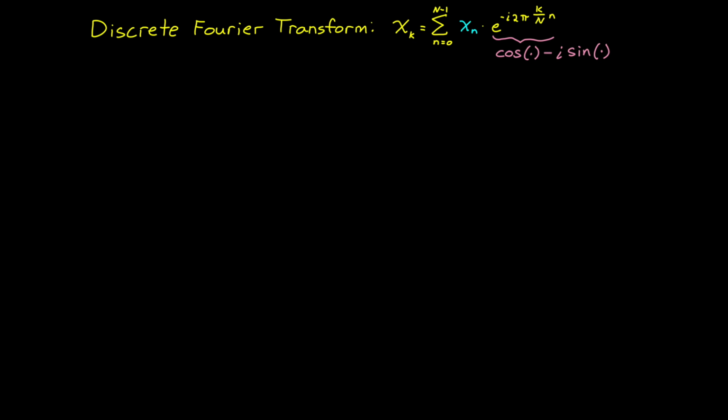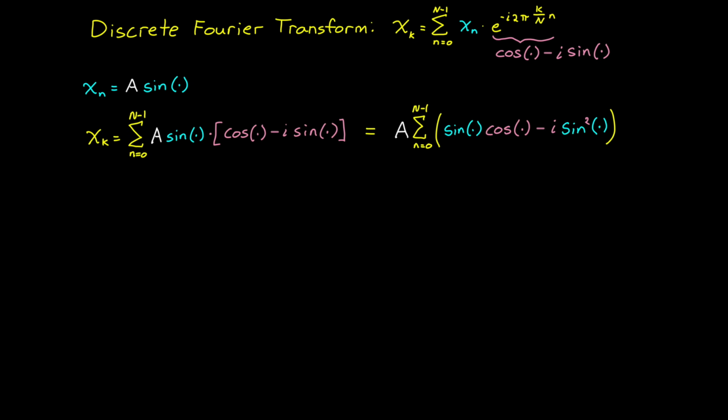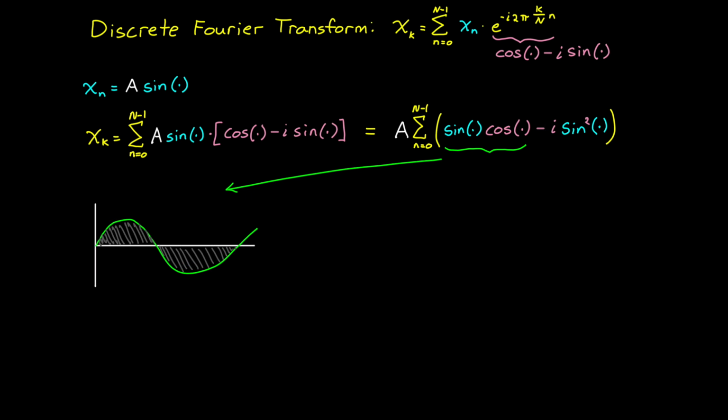Alright, so now let's say that the time signal is just a sine wave with amplitude A. And it doesn't matter what frequency it's at, so I'm just going to put a dot in here. And if we plug this into the DFT, we get that X[k] is equal to the amplitude A times the summation over all of the samples of sine times cosine minus i times sine squared. And sine times cosine produces another sinusoid, and so the summation over one period is 0. It cancels each other out.